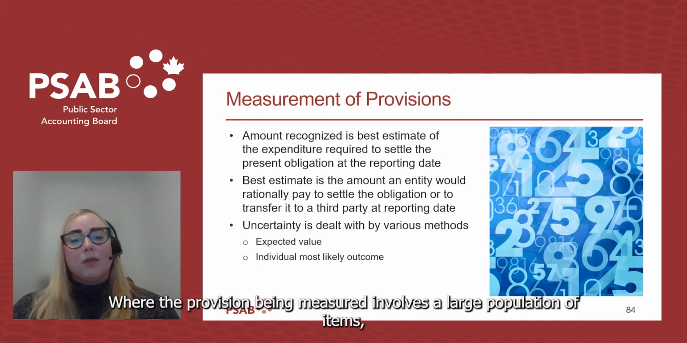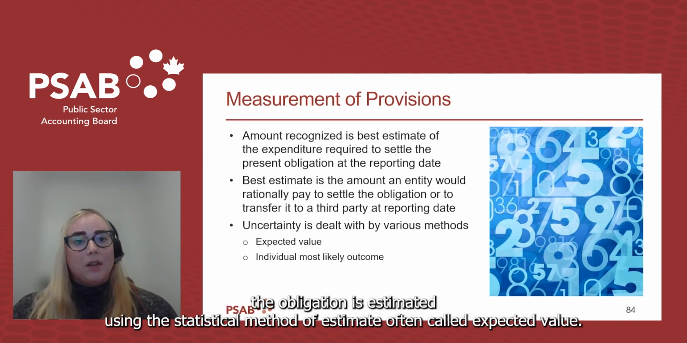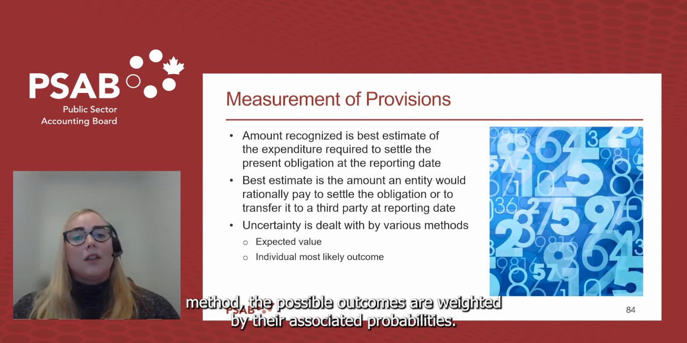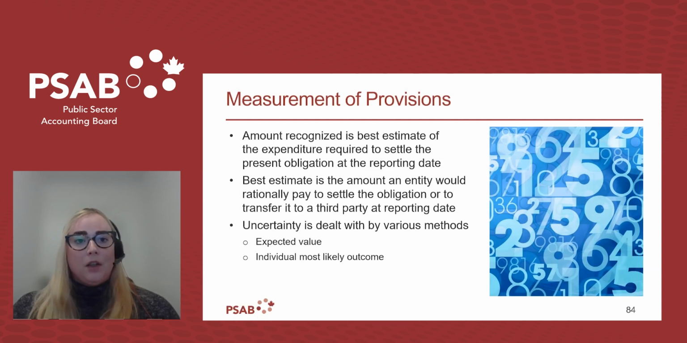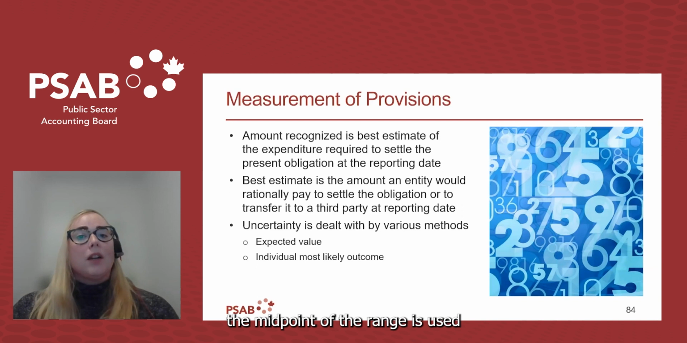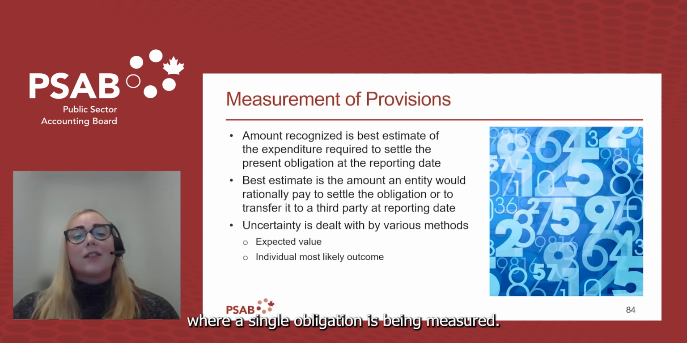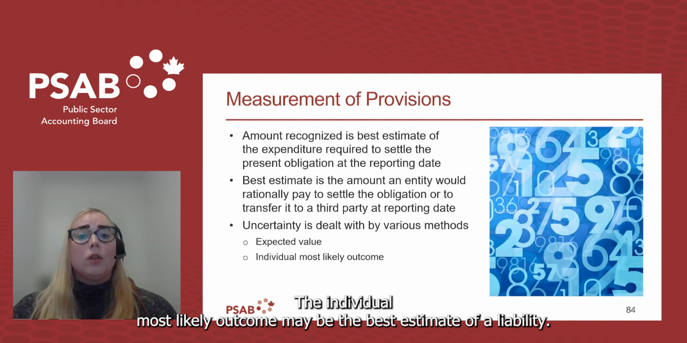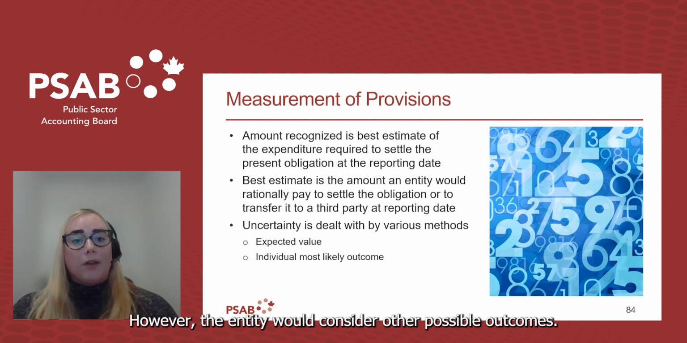Where the provision being measured involves a large population of items, the obligation is estimated using the statistical method of estimation called expected value. Under this method, the possible outcomes are weighted by their associated probabilities. Where there is a continuous range of possible outcomes, and each point in that range is as likely as any other, the midpoint of the range is used. Where a single obligation is being measured, the individual most likely outcome may be the best estimate of a liability. However, the entity would consider other possible outcomes.